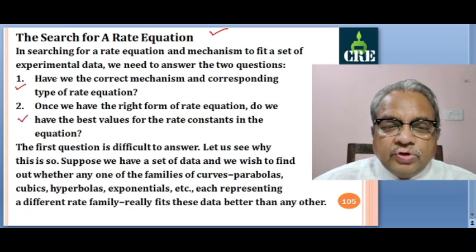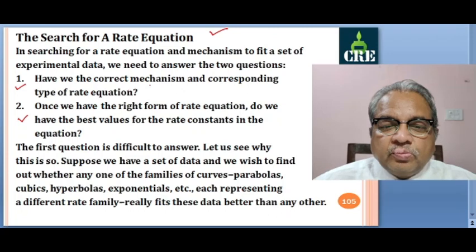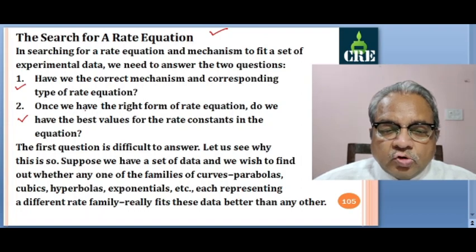First, have we the correct mechanism and corresponding type of rate equation? If you know the correct mechanism, you can guess about the kinetics of a non-elementary reaction. If the reaction is elementary, then directly the kinetics is known because the stoichiometric coefficient corresponds directly to the order of the reaction with the respective reactants.